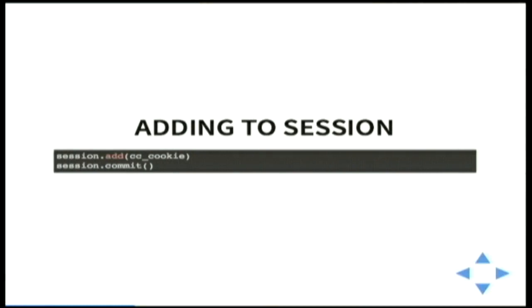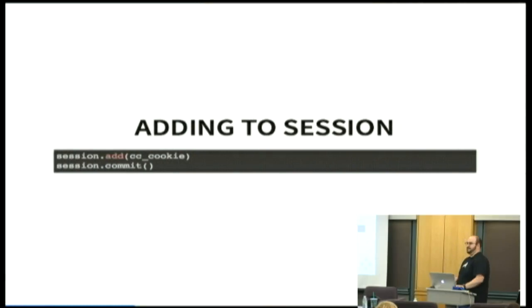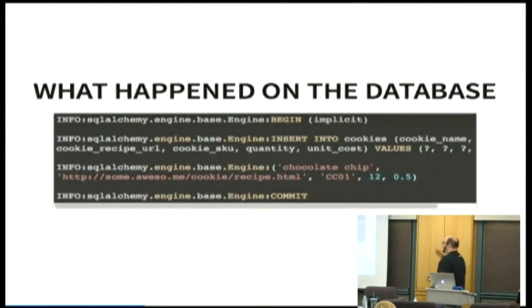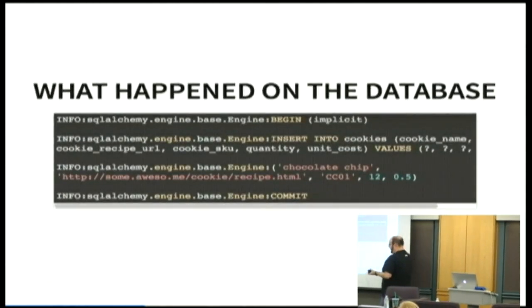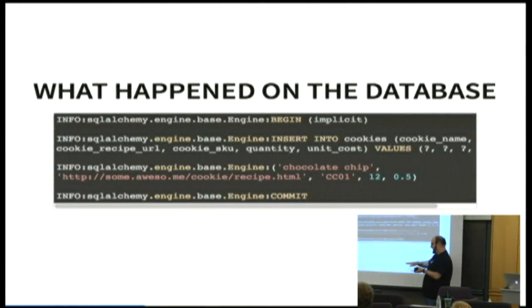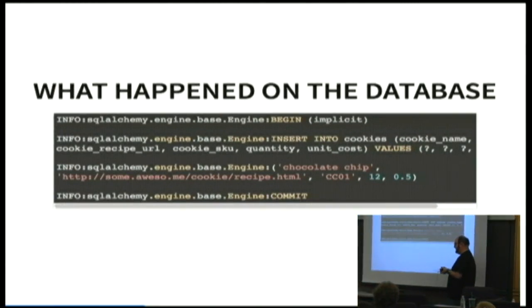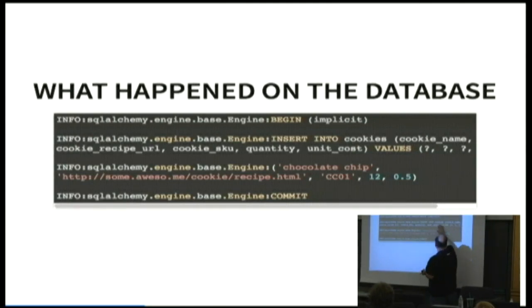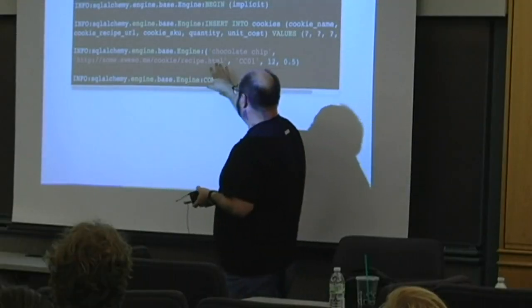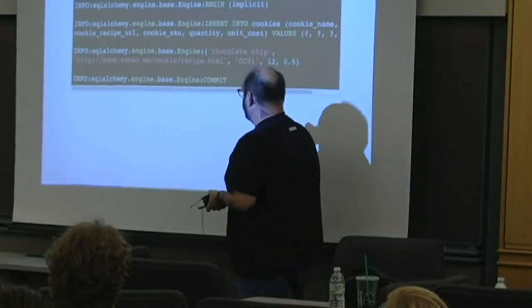We've added it to the session. We've committed the session. Let's talk about what really happened on the back end, right? Because this all seems like way too much magic. So what actually happened in our database was we added the cookie to the session and nothing happened. But when we called commit, we made a call to action, right? So that commit actually began a transaction. That's essentially what you're seeing there. Then the very next thing it does is create an insert statement to insert that data into the cookies table. And then it passed in all the parameters that would fill that query.